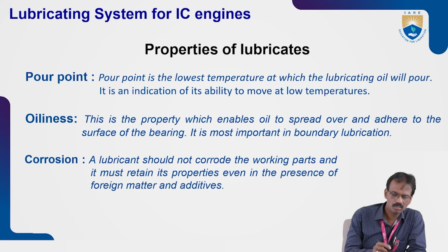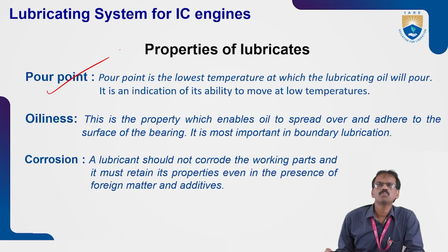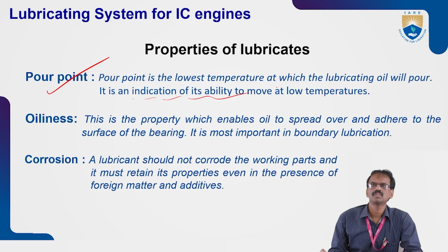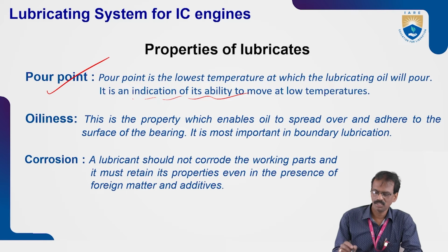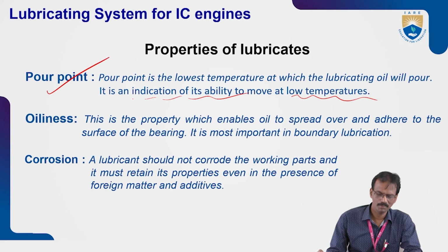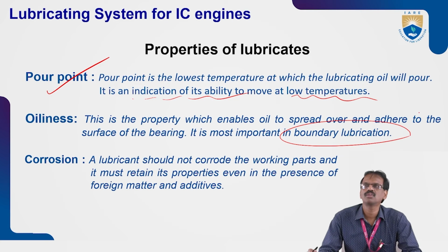Next we'll see pour point. Pour point is the lowest temperature at which lubricating oil will pour. It is an indication of its ability to flow at a particular lowest temperature. Next, oiliness. This is a property which enables oil to spread over and adhere to the surface of the bearing. It is the most important in boundary lubrication.